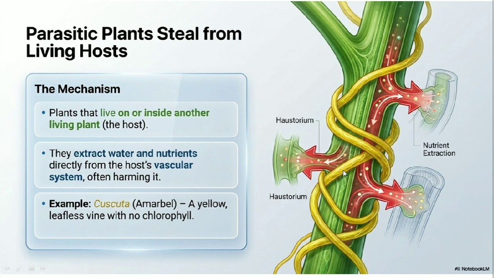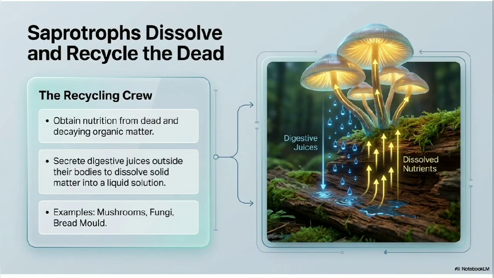So here it is nutrient extraction. Here it is the haustorium, and this is the host. This yellow part is giving the nutrition to this plant, which is a parasitic plant.